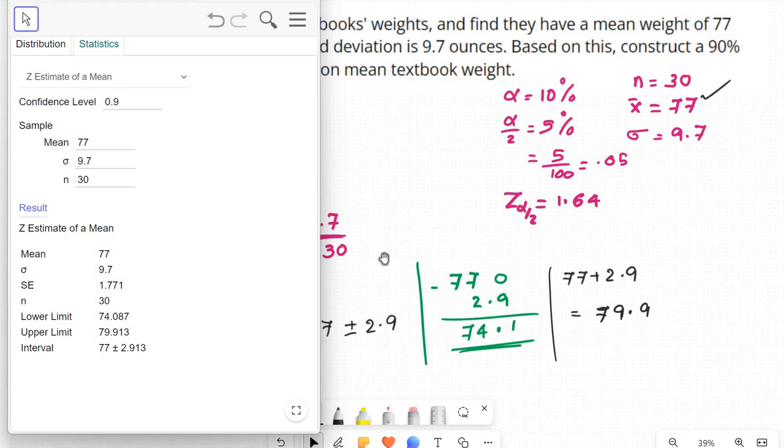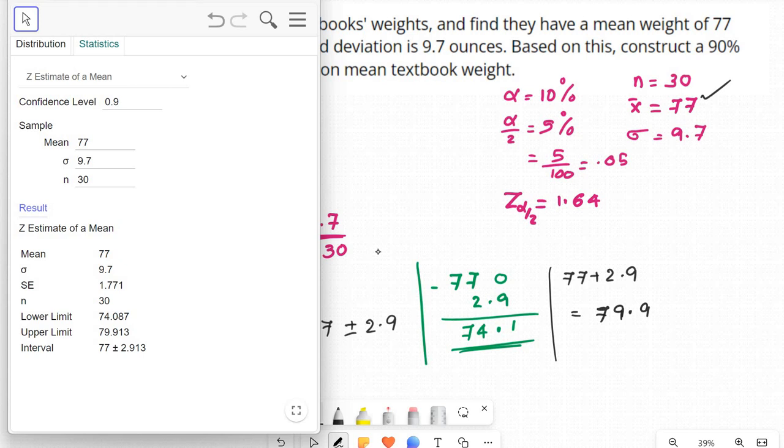So the mean value is 77, sigma is 9.7, and the standard error, that is sigma over root n, is 1.771. And n is of course 30. The lower limit is 74.08, and if you round that to 1 decimal, you will get 74.1, and the upper limit is 79.9. So the interval is 77 plus or minus 2.91. Here you can see that 2.91 is the margin of error.